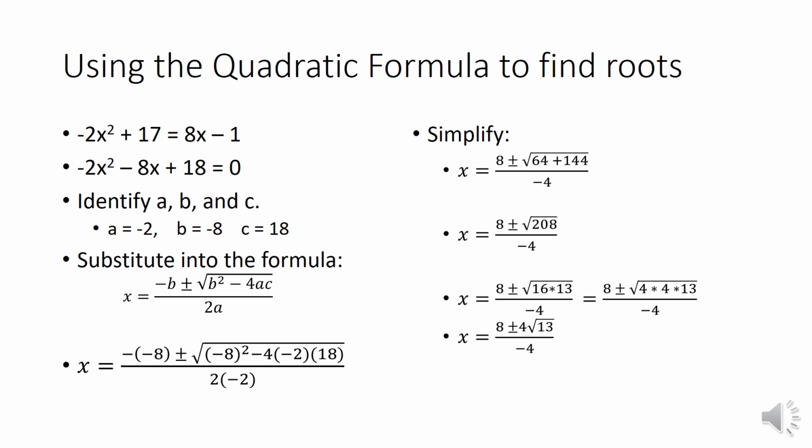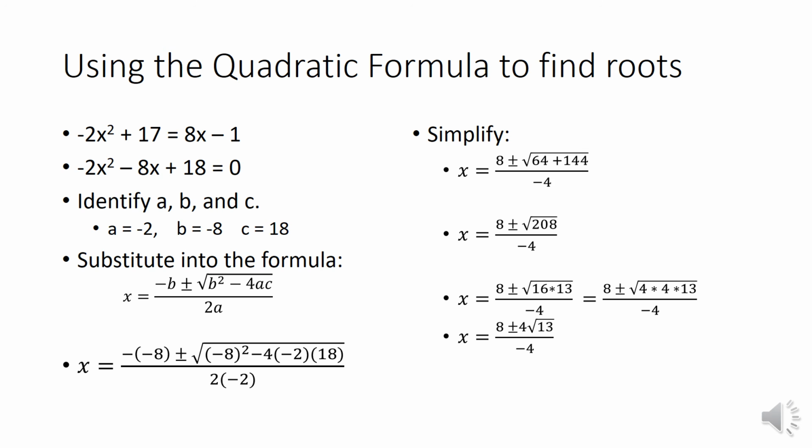Alright, so what we're left with is x is equal to 8 plus or minus 4 times the square root of 13, all divided by negative 4. So we're almost done at this point. Remember that whenever you have a complex fraction the way we do here, you can actually break it up into simple fractions.